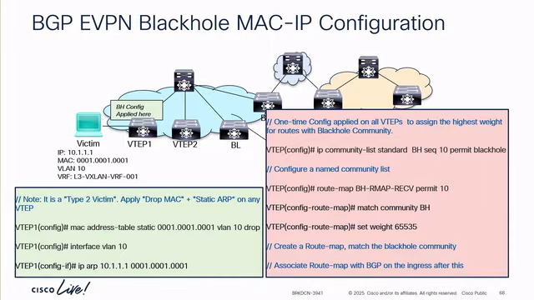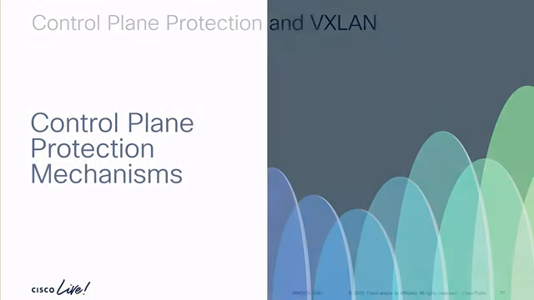So we borrowed concepts from MPLS MVPN and just applied them here, and we used the standard black hole community to signal the programming of these null routes. So I have one last topic. If you can just stay with me for 2 more minutes, if that's okay.